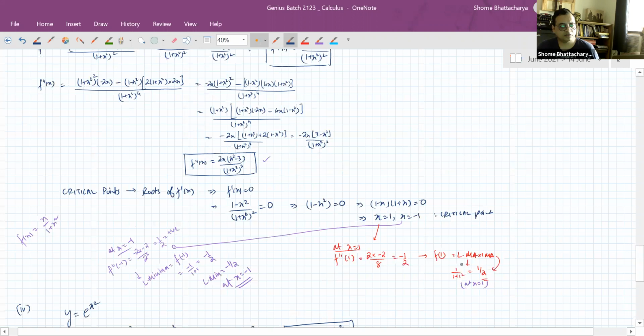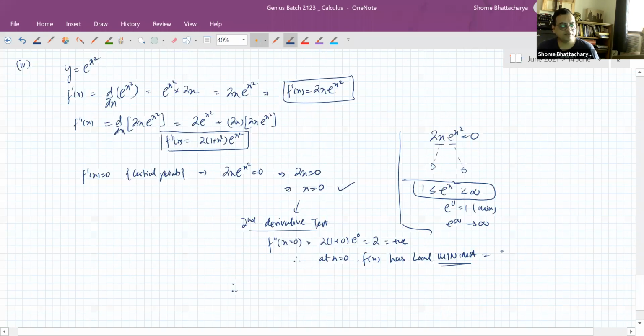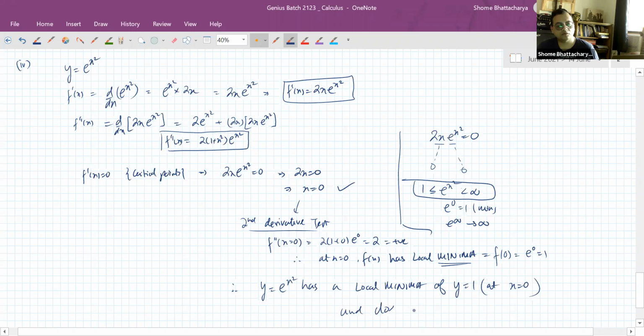So therefore, we'll say that the local minima's value will be f of 0. So that is e raised by 0 or 1. So this function has a local minima of y equal to 1 at the point x equal to 0 and does not have any local maxima. That is the final conclusion over here.